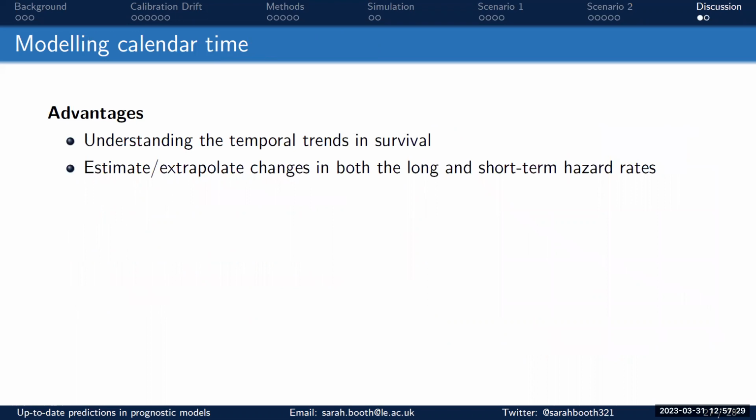So just to conclude, modelling calendar time, I think, can be a really nice approach if you really want to understand the temporal trends in survival and look at how things have changed across time. And it does do quite well if you pick the correct functional form, and if there's been improvements in the short-term or the long-term hazard rates, it does tend to do quite well on average.